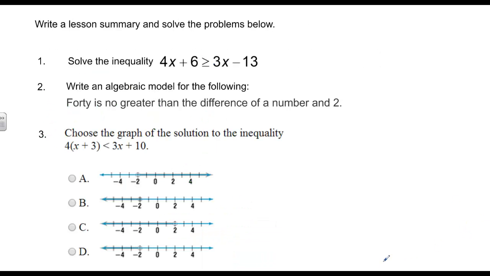And that's all we've got. Here are your 3 problems. Make sure you fill out your lesson summary. We'll see you tomorrow.